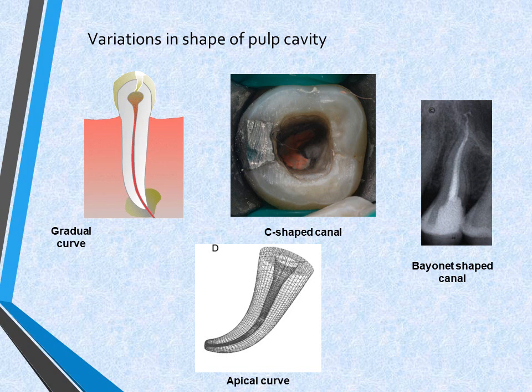Bayonet shaped root canal, as you can see in the third radiograph, you can actually see the kind of shape which you can expect. It is like a zigzag pattern, and so you have to modify your cleaning and shaping techniques accordingly, because you do not want to create excessive pressure and then actually cause a perforation on any of the ends of the curvature.